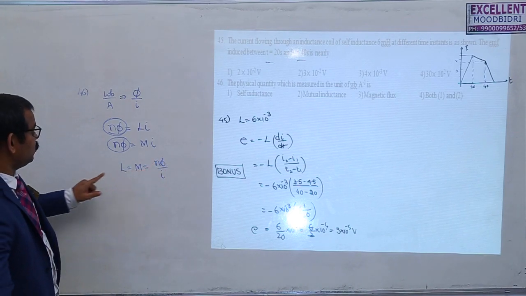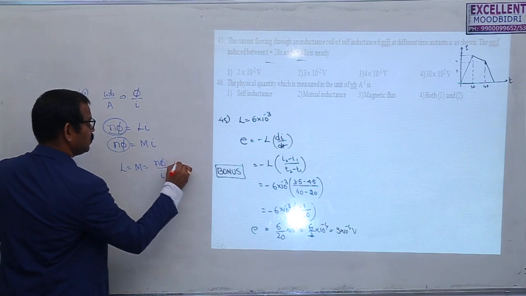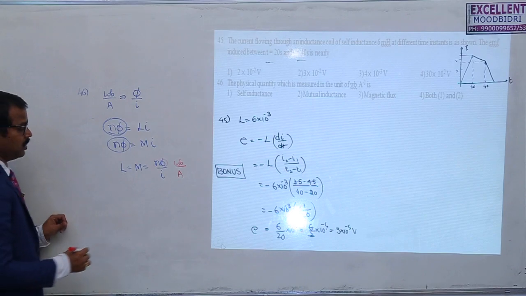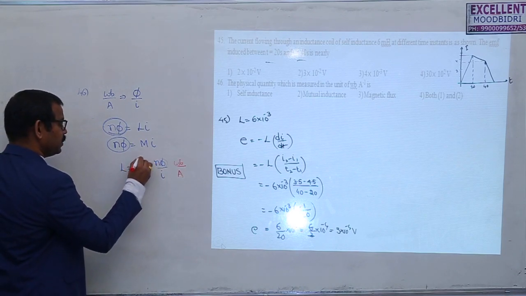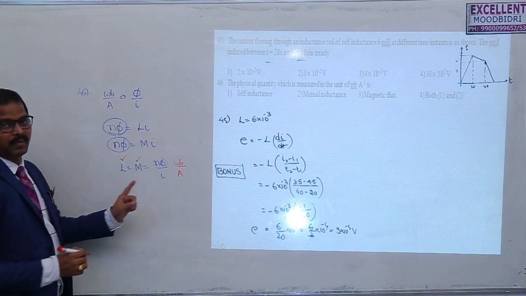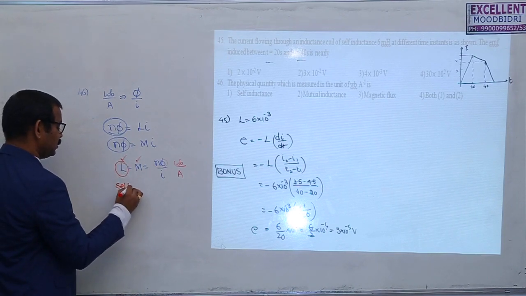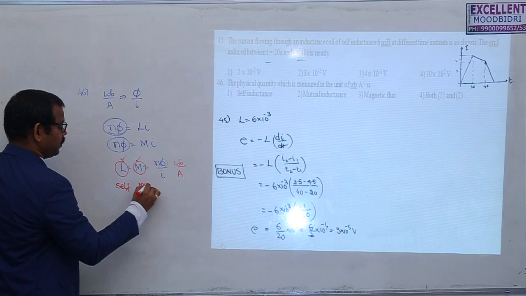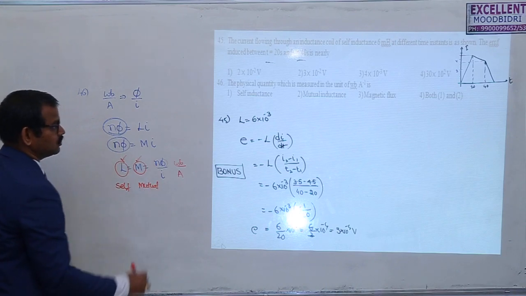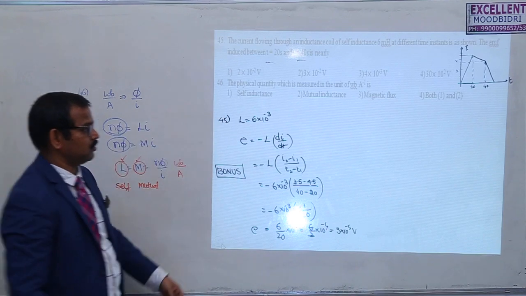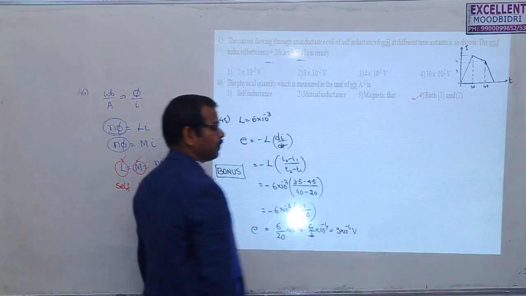So this is the total flux which is measured in Weber, and total current I is in amperes. From this we can say that both are measured in Weber per ampere, where L is the self inductance and M is the mutual inductance. So the correct answer is both self and mutual inductance, option 4.